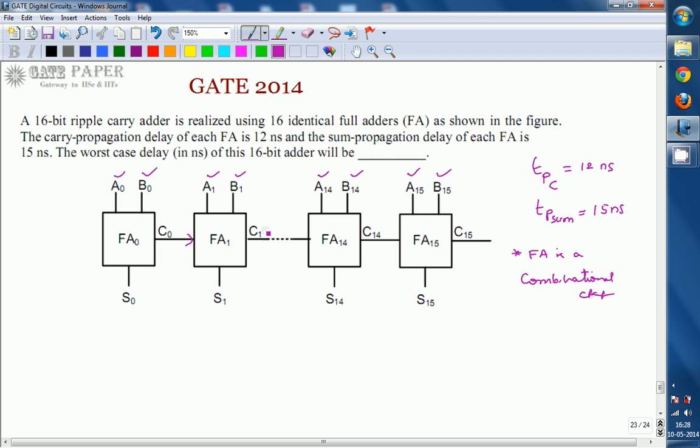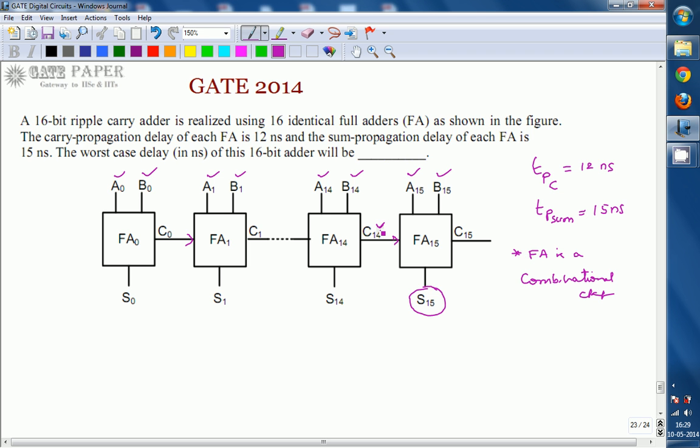Similarly, full adder 2 requires an input, that is C1. That C1 has to be generated from FA1. FA1 requires C0 that is internally generated by FA0. So like this, FA15, the last full adder, requires a carry which is C14. Until and unless C14 is readily available, you cannot get the final sum and carry. Your final sum will be available only whenever C14 is ready.